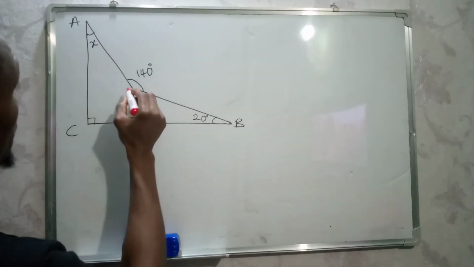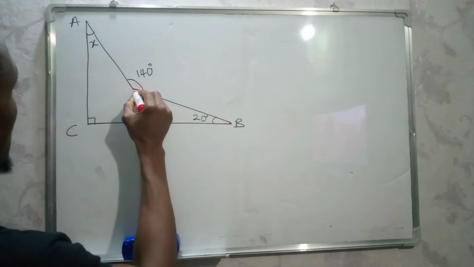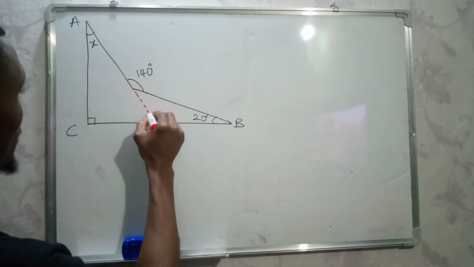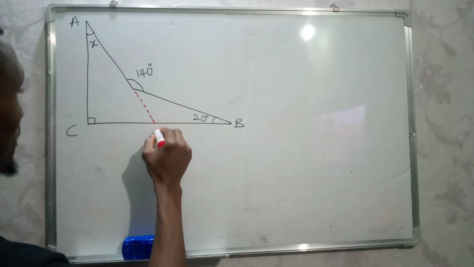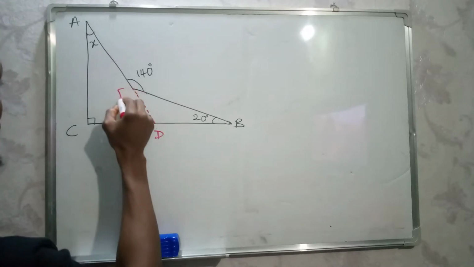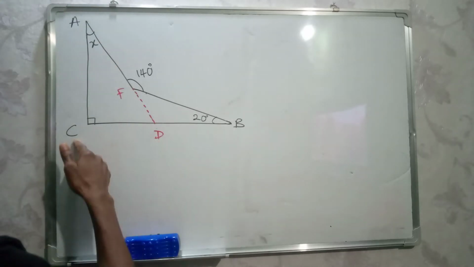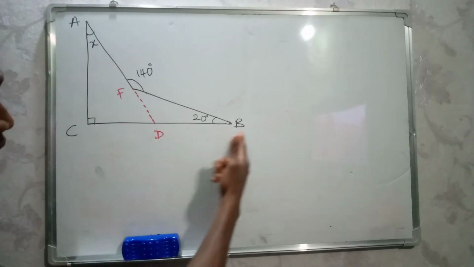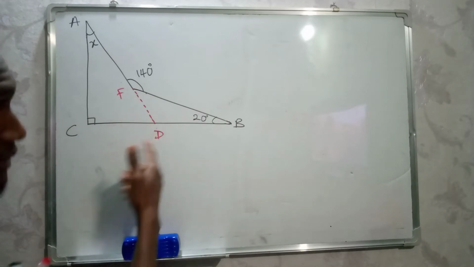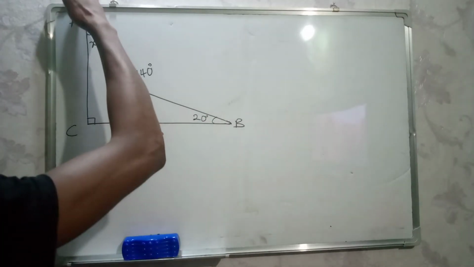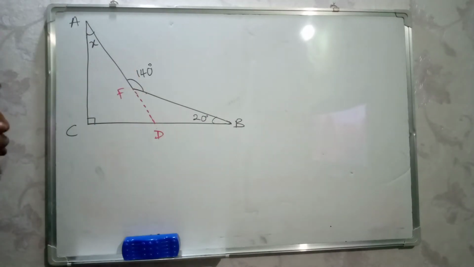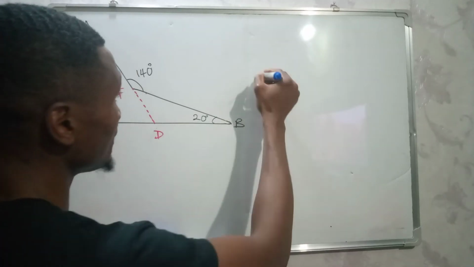For example, I can decide to extend this straight line towards point D, and label here point F. You see, I've formed a new triangle. Look at ADC or ACD as the case may be. I also have another triangle here, BFD as the case may be. So this is now a straight line.